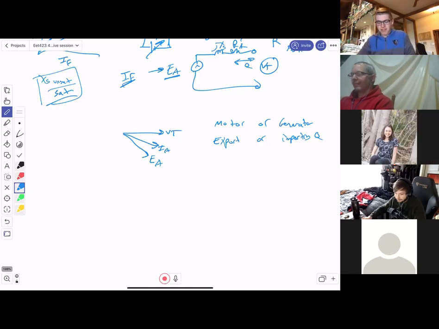Okay, so what was the original question, Paul? The original question is: is this a motor or generator, and is it an exporter or importer of Q? So there's two questions actually, Riley. Is it a motor or generator? I can just give you this phasor diagram on the test, and you should be able to tell me what it is just by looking at the phasor diagram.